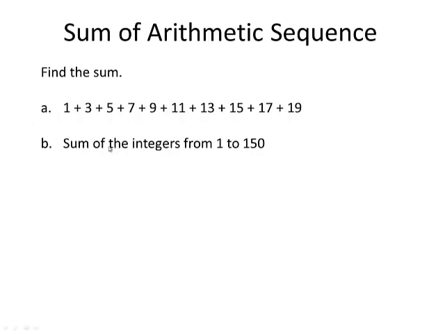What about this? The sum of the integers from 1 to 150. Well, that will be 1 plus 150 was 151 times 150 divided by 2. Okay, so that will give you 75 times 151, which is 11,325.